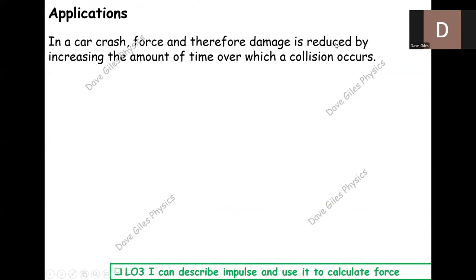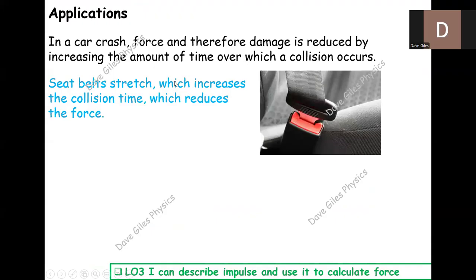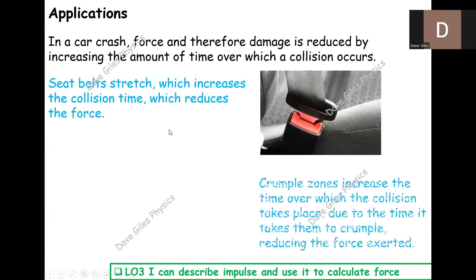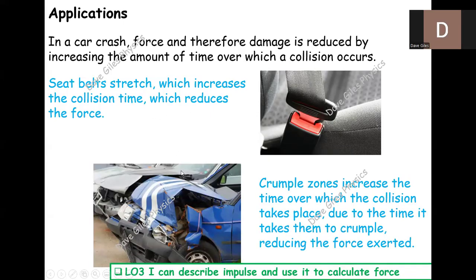In a car crash, force and therefore damage is reduced by increasing the amount of time over which a collision occurs. Seatbelts stretch, which increases the collision time, which reduces the force. Airbags do something similar. They increase the time it takes your head to come to rest. Crumple zones, which is the bit at the front of the car which collapses if you have an accident, rather than just suddenly stopping, crumple slowly, or relatively slowly, and increase the time over which the collision takes place due to the time it takes them to crumple, reducing the force exerted.